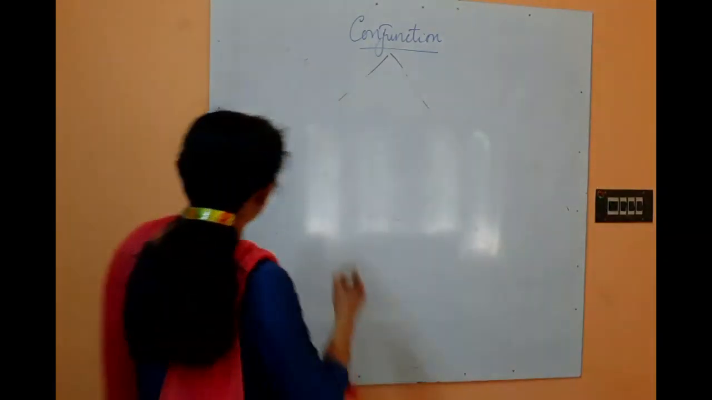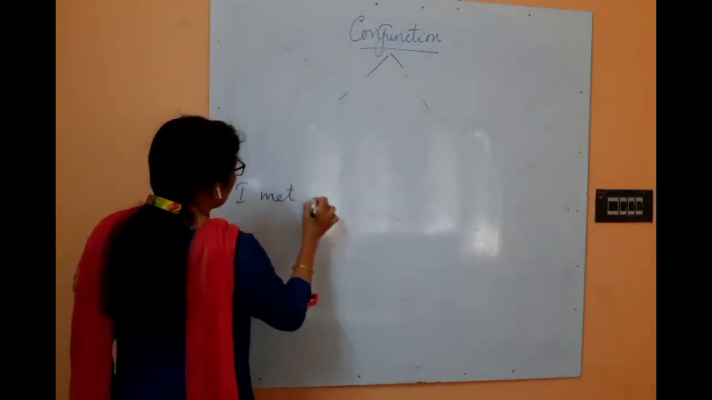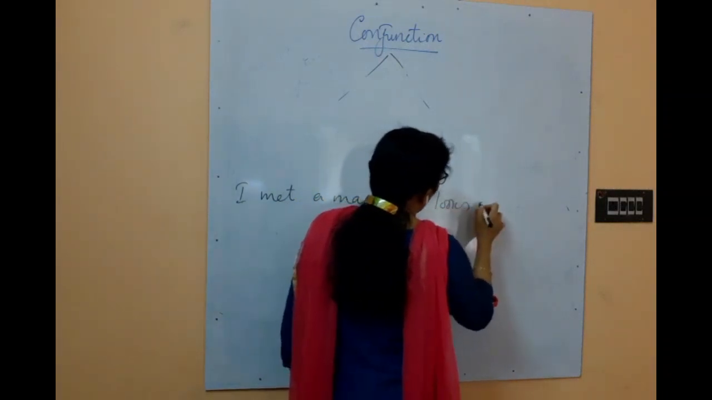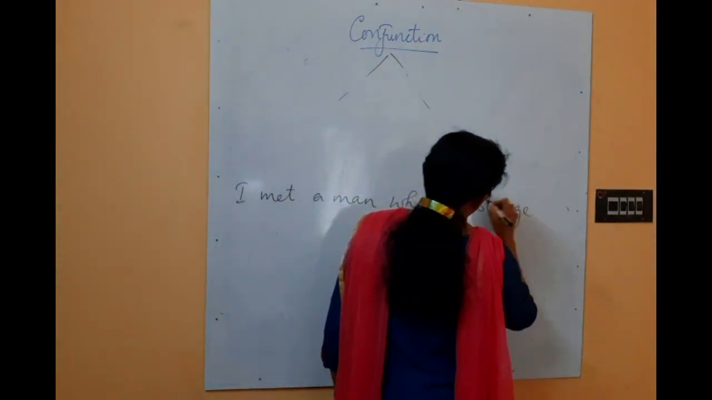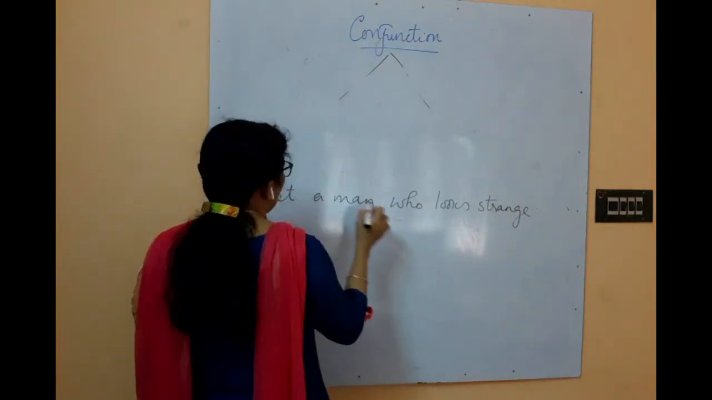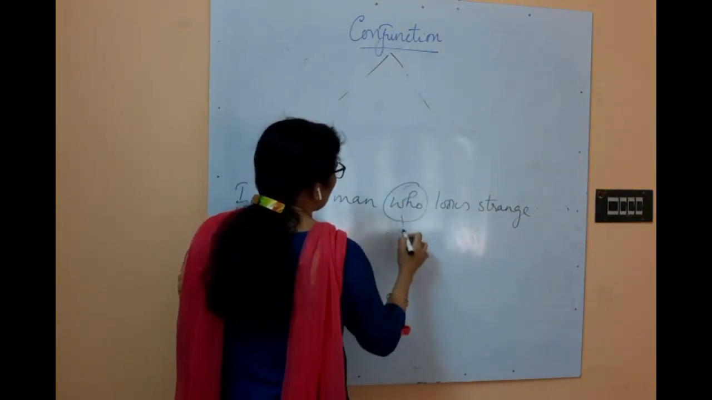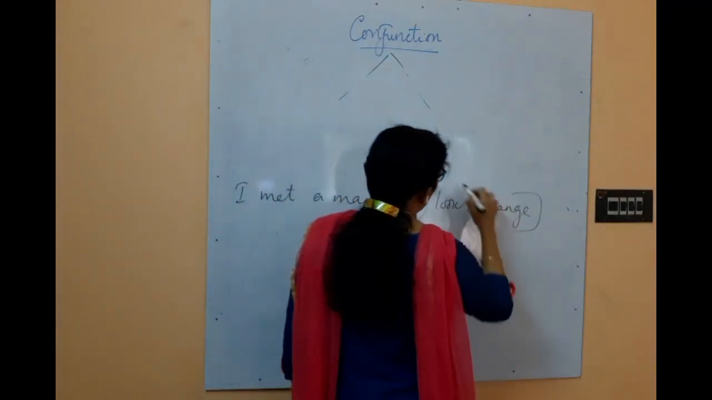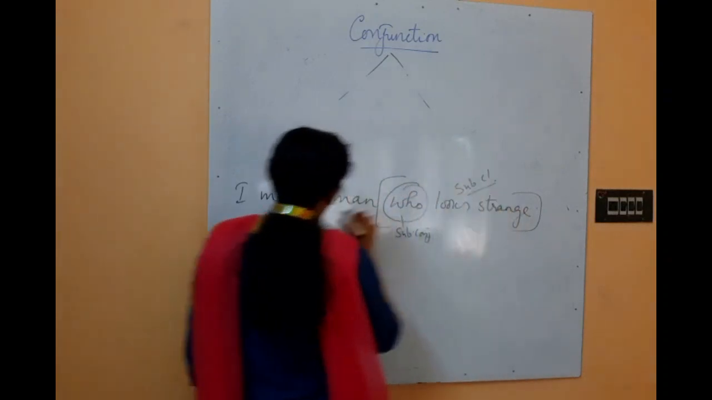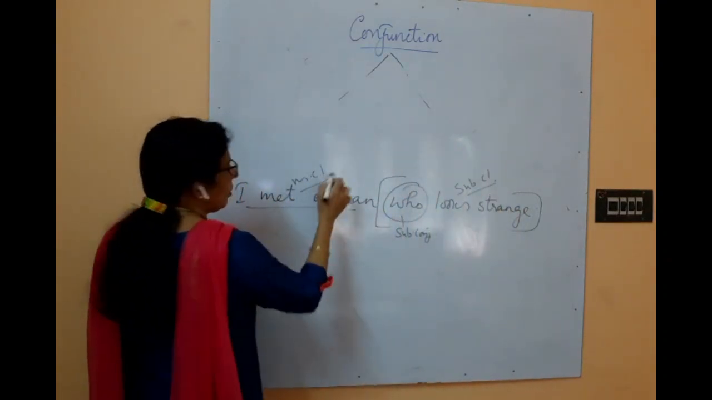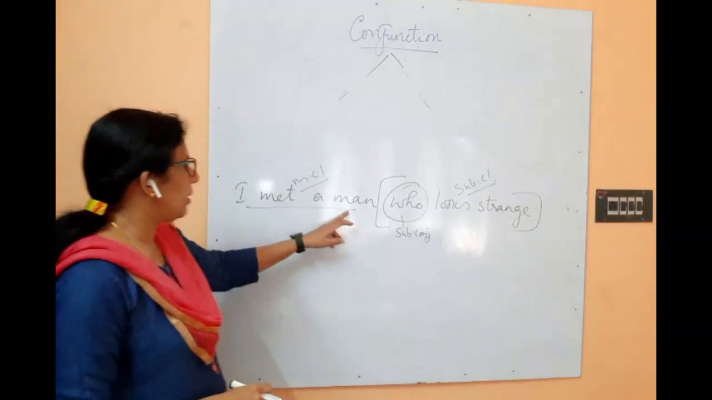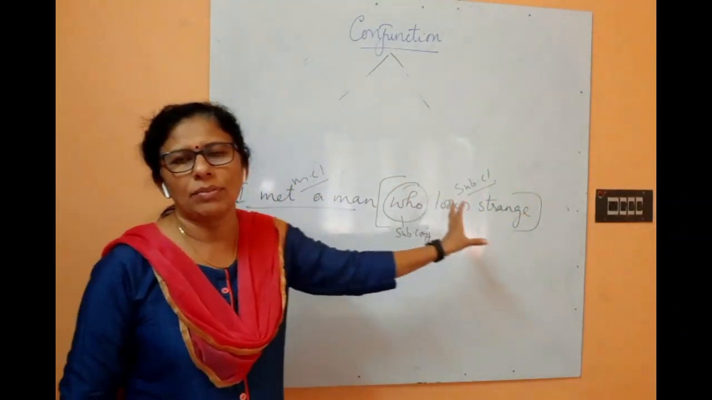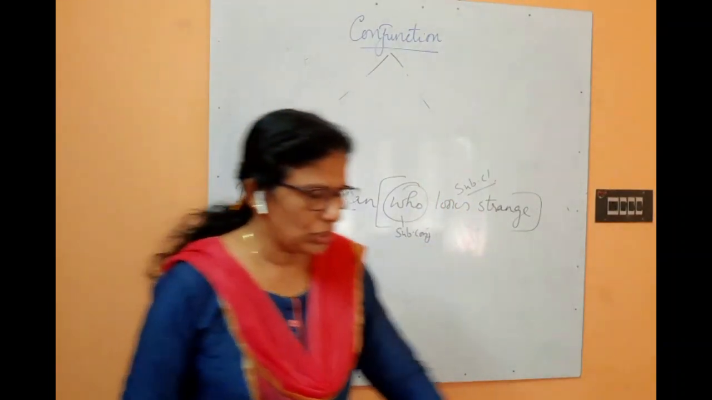Okay, I met a man who looks strange. Here we can see that in I met a man who looks strange, who is the subordinating conjunction, this part is the subclause, and this one is the main clause. Understood? I met a man is the main clause, who is the subordinating conjunction, who looks strange is the subclause, and this is combined with the help of subordinating conjunction.